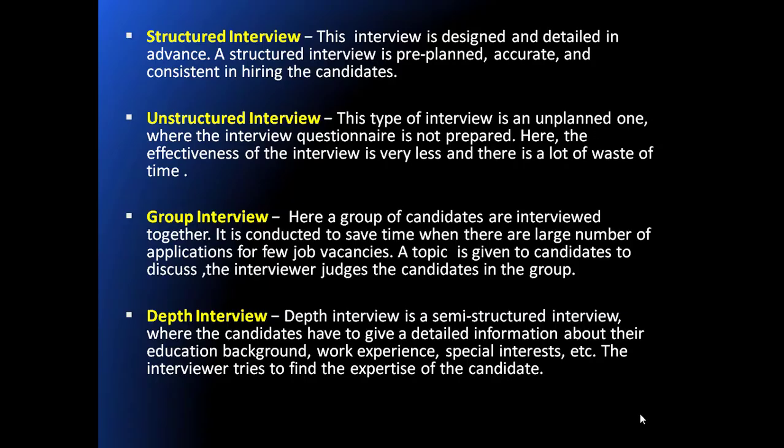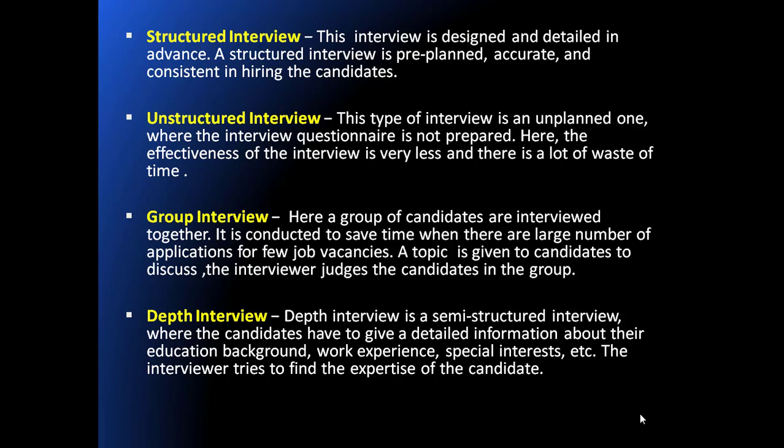Now, the structured interview is designed and detailed in advance. So a structured interview is pre-planned, accurate and consistent in hiring candidates, right? Whereas the unstructured interview is just the opposite of it. It is an unplanned one where the interview questionnaire is not prepared beforehand. Here, the effectiveness of the interview is very low and there is a lot of waste of time of both the employee and the hiring manager, right?